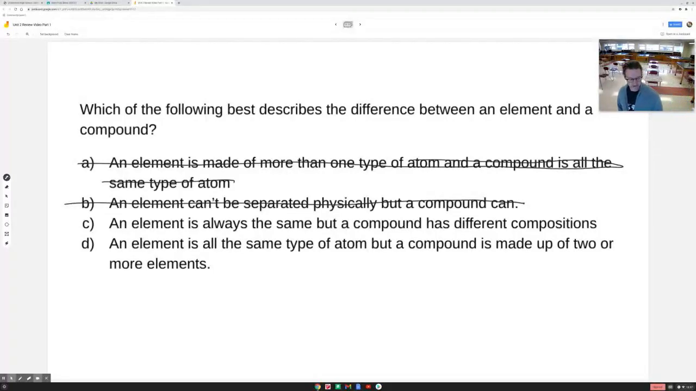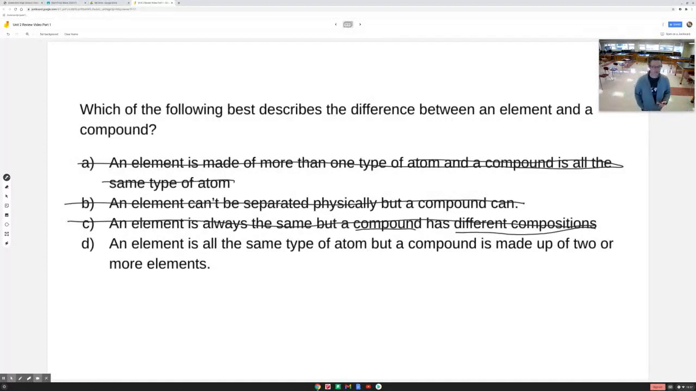An element is always the same, but a compound has different compositions. This is a tricky one because a compound does not have different compositions. Okay, a compound has to have a consistent composition. It's in the definition of a compound. Okay, it always has to be the same. CO2 is always carbon and 2 oxygens. Water is always 2 hydrogens and oxygen. So that one's a little tricky. You can have lots of different compounds, but they're different compounds.